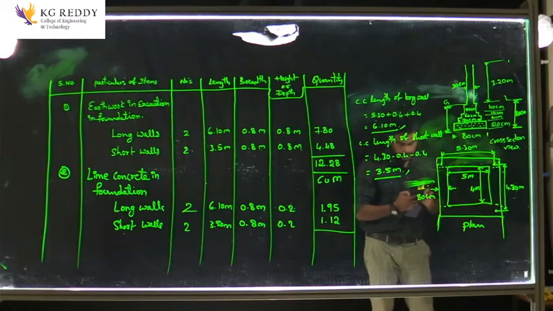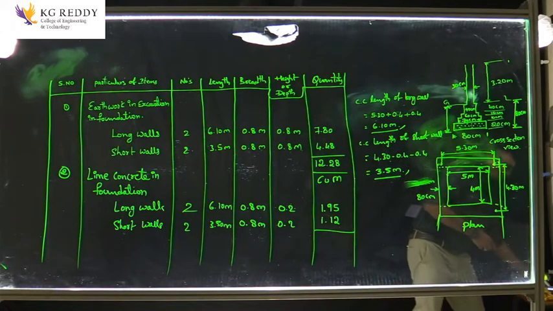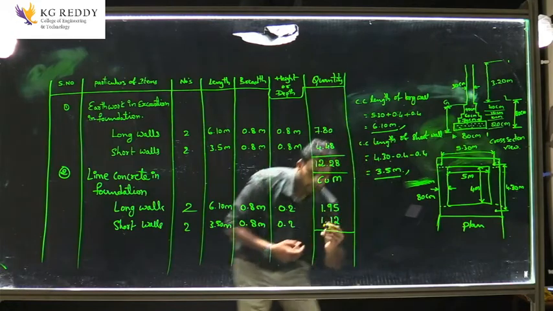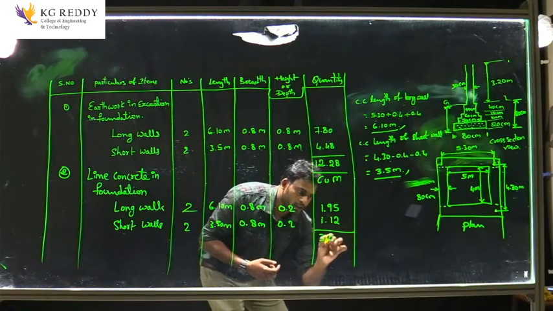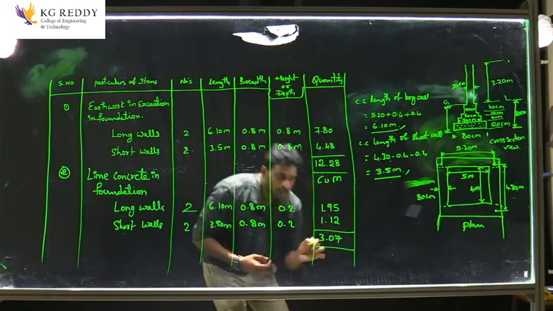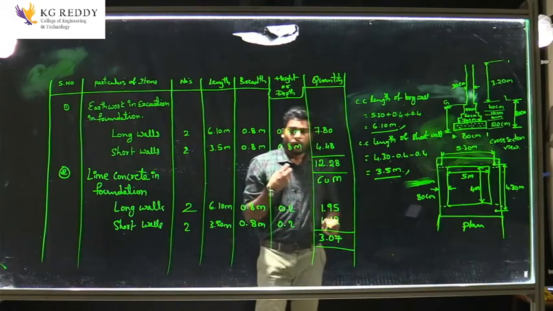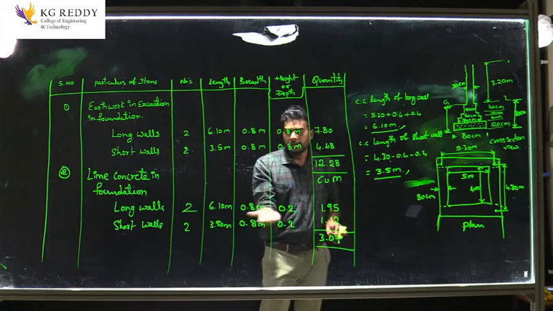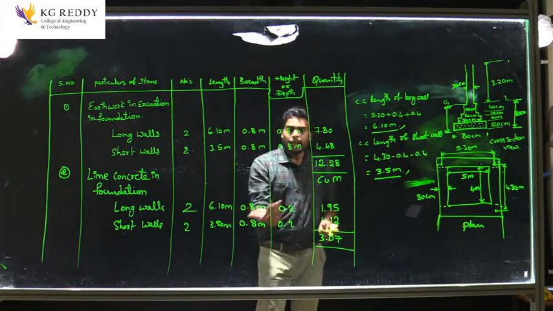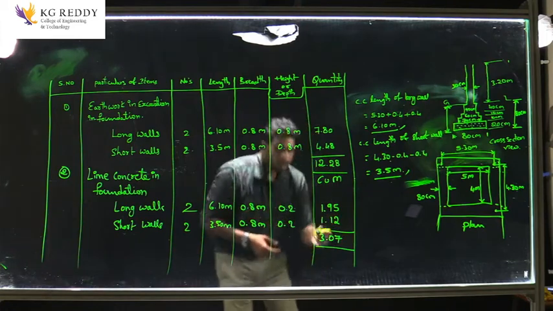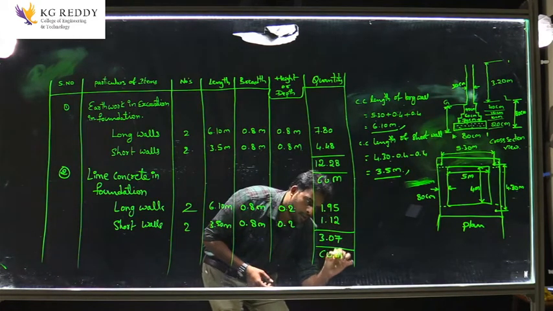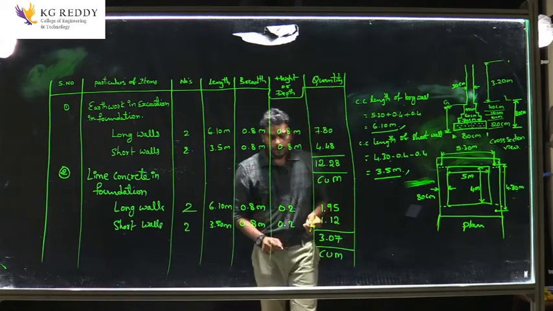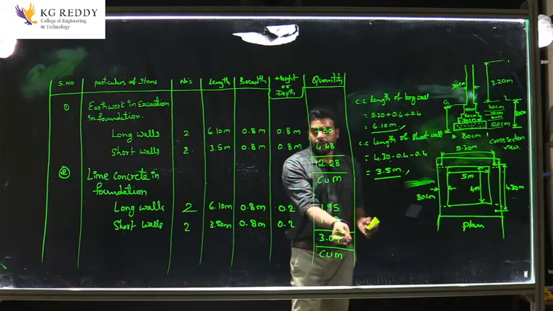By adding these two, we get the total quantity of the lime concrete in foundation, that is 3.07. The next is the units. How do we find the units? It is three-dimensional: length is there, breadth is there, and height is there. That's why the units are cubic meters. So this is the quantity for the lime concrete.